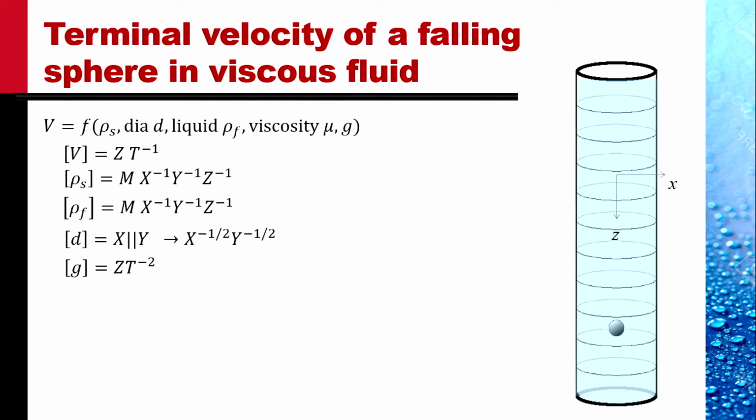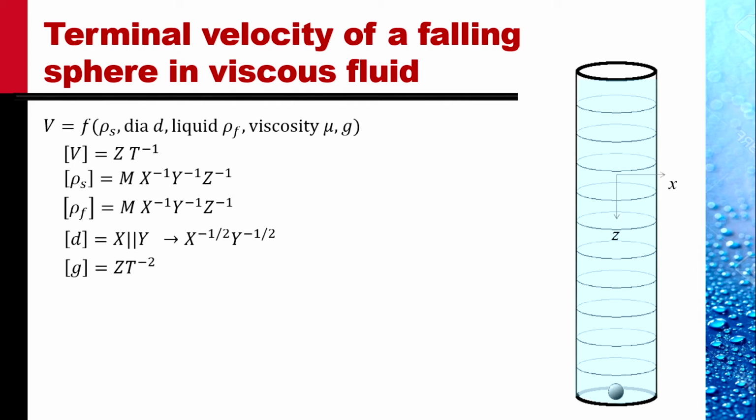As it accelerates, the drag develops in the opposite direction, which increases with velocity. And when the velocity reaches such a value that the drag balances the net wet weight of the sphere, that is the weight of the sphere minus the buoyancy, then the sphere is said to have acquired a terminal velocity, a constant velocity which does not change.